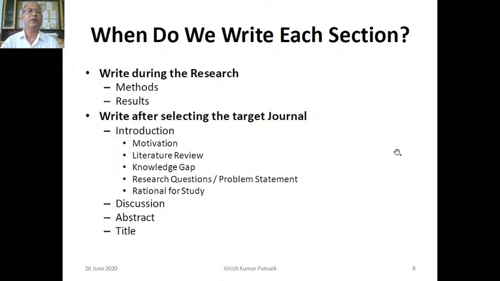Now, when we start writing, how do we do it? Obviously, during the research, we mostly focus on methods. Then we do some experimentation. Then we focus on getting the results. So during the research work, we are mostly focusing on methods and results.